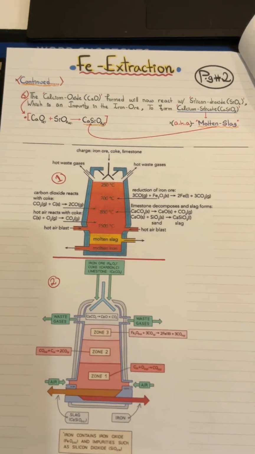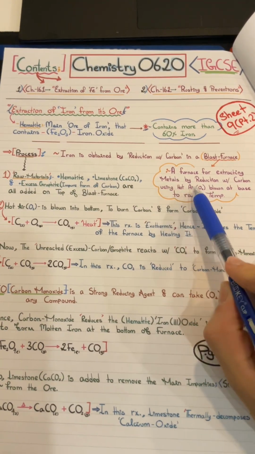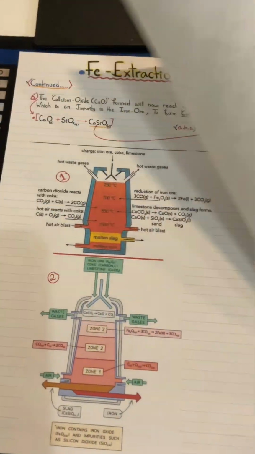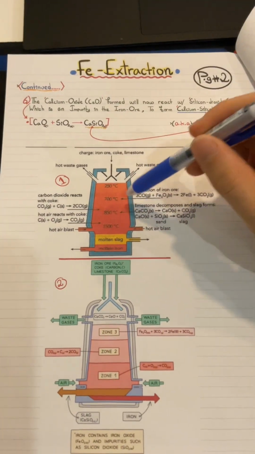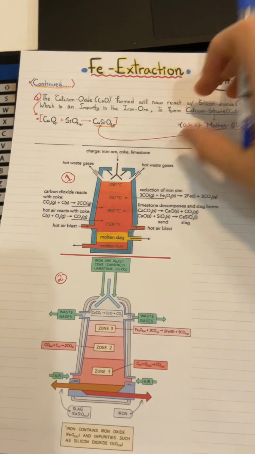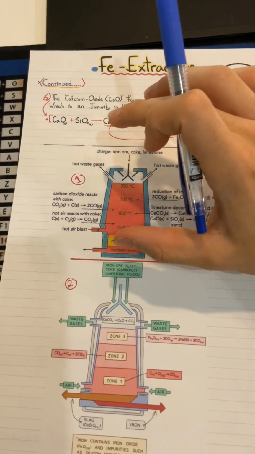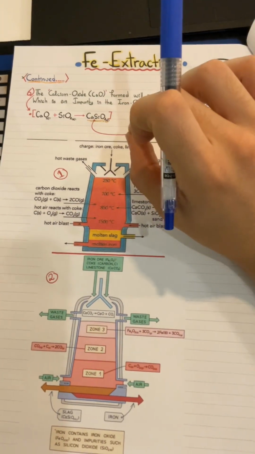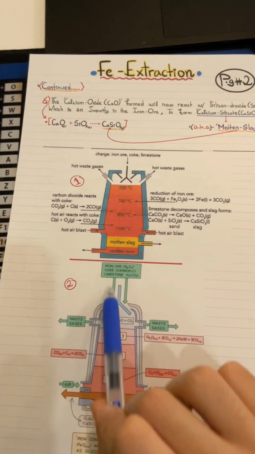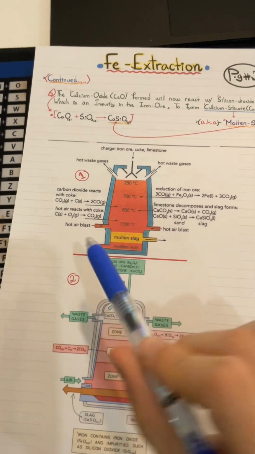And according to the definition, it is a furnace for extracting what? Metals by reduction with carbon using hot air blown at the base to raise the temperature. So, we use this furnace to extract a metal using reduction. Reduction is gain of electrons in the reactant side with carbon. How do we do that? By blowing hot oxygen air at the base of the blast furnace.